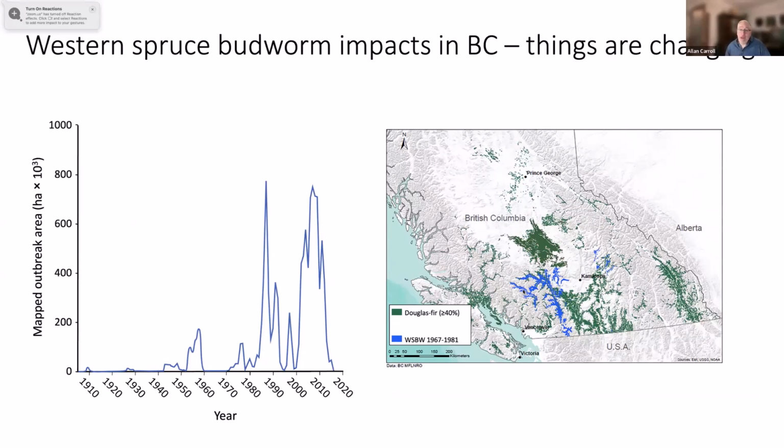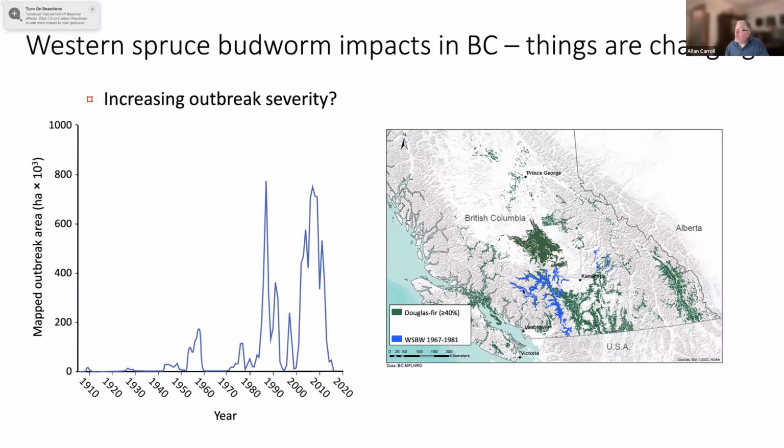So if you look at the area affected through time, and interestingly enough, for the western spruce budworm, we have over 100 years of observations. Well, immediately it looks like things have been changing from the point of view of the extent, the severity, perhaps the duration of outbreaks.